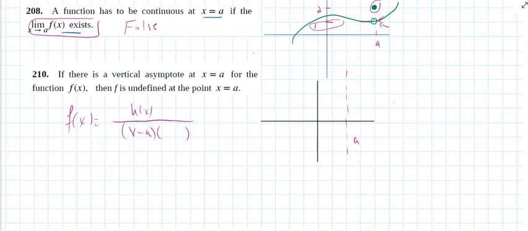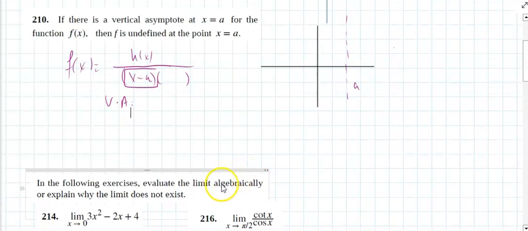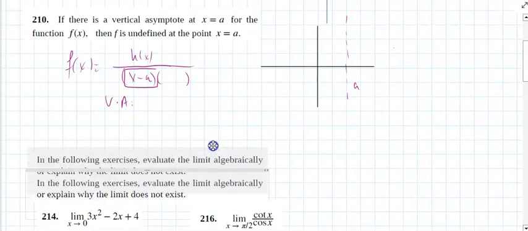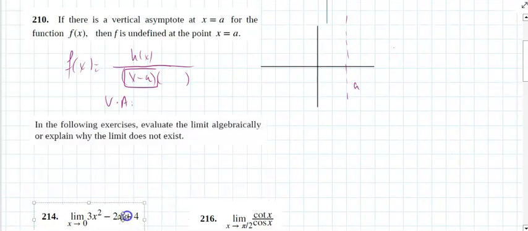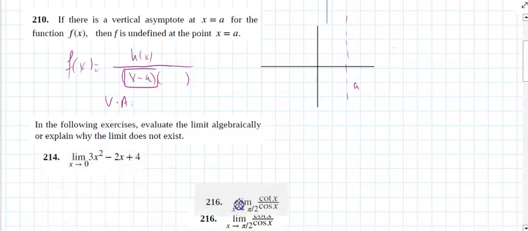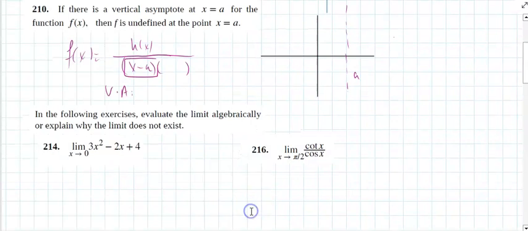So if there is a vertical asymptote x equal a for a function, then f is undefined. Well, that's true. How do you find vertical asymptotes? Don't you say, well, what's the domain? X cannot be a in this case because it's undefined there. And yes, that will be a vertical asymptote. That's true. Now, from this point on, we're going to do things algebraically. We're not going to use a calculator, which means calculator work is not accepted.